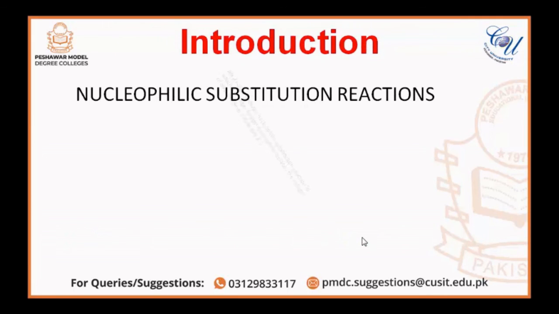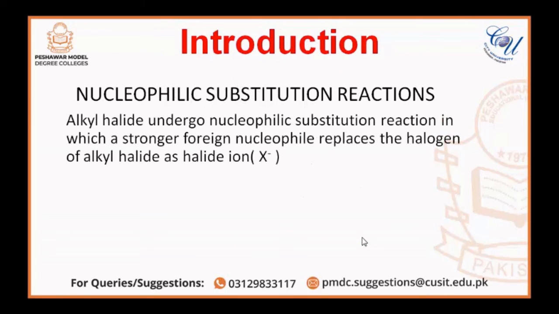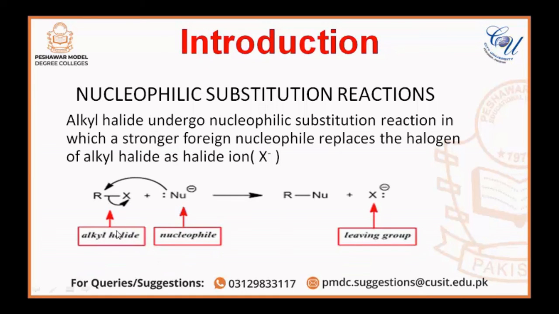Nucleophilic substitution reaction. Alkyl halides undergo nucleophilic substitution reaction in which a stronger foreign nucleophile replaces the halogen of alkyl halide as a halide ion. In this example, the alkyl halide is the substrate molecule, and the foreign stronger nucleophile replaces the halogen as a leaving group, and the nucleophile makes a bond with the alkyl group.